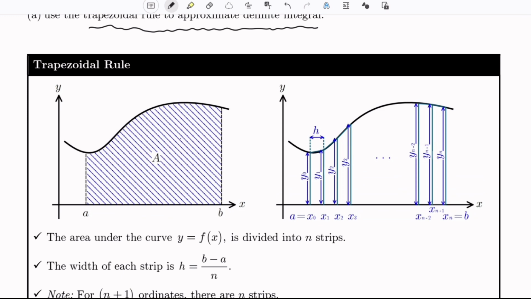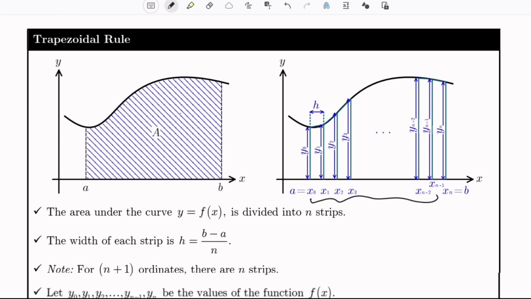The first graph is the shaded region, the area A. It can be divided into n number of strips. The width of each strip is h, meaning b minus a over n, where n is the number of strips.